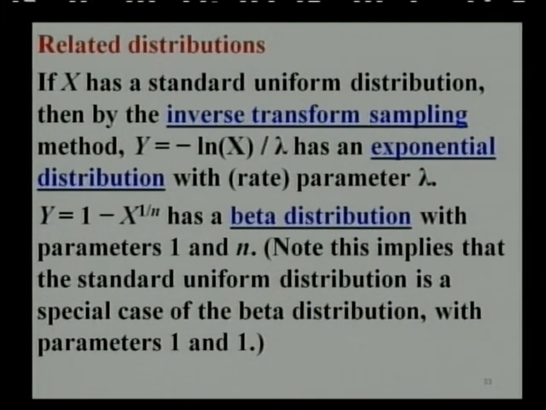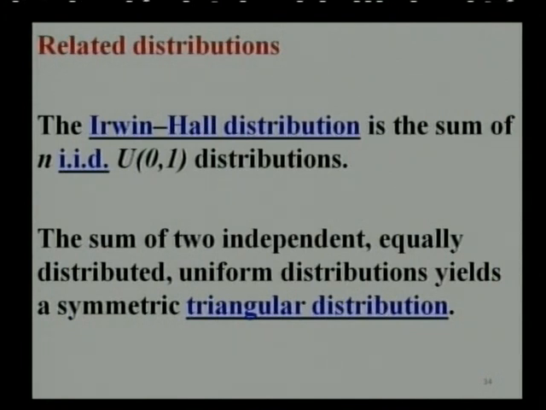Another related distribution is the beta distribution. If x is uniformly distributed over the values 0 and 1, and if you take the transformation y equal to 1 minus x raised to 1 upon n, that is, the nth root of x, this gives the beta distribution of the first kind with parameters 1 and n. Note that this implies the standard uniform distribution is a special case of beta when we consider beta parameters as 1, 1. We will discuss these things in later slides when we talk about the beta distribution.